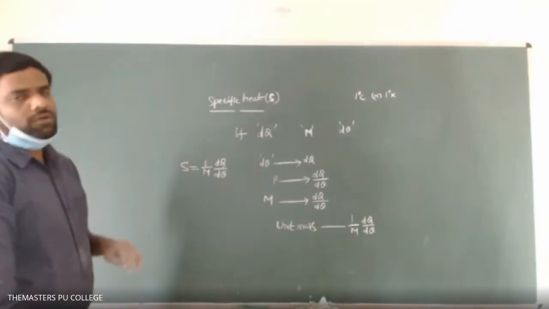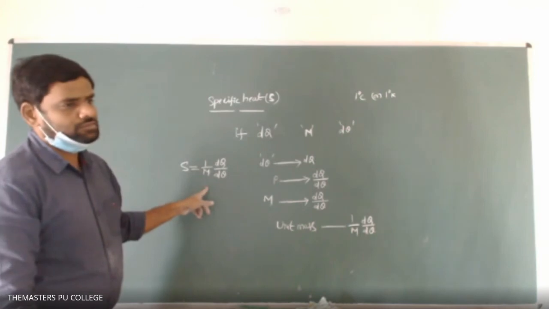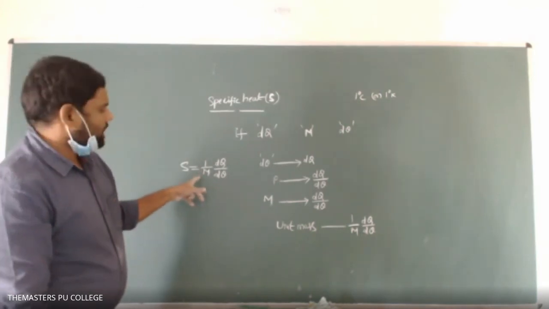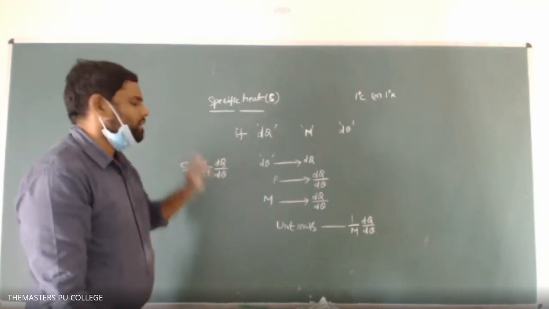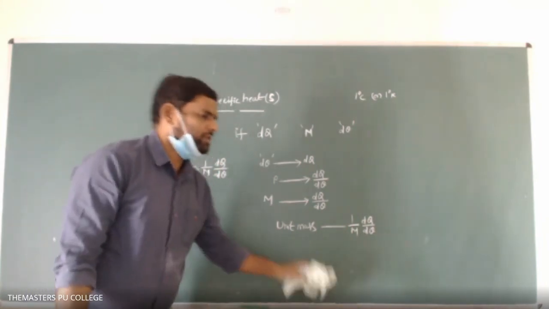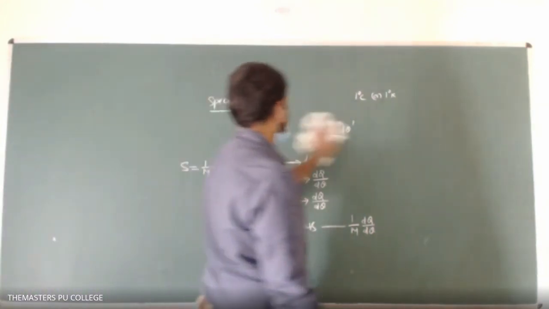So this is about specific heat. No need to write all this. You can write directly: specific heat S is equal to 1 by m of dq by d theta.